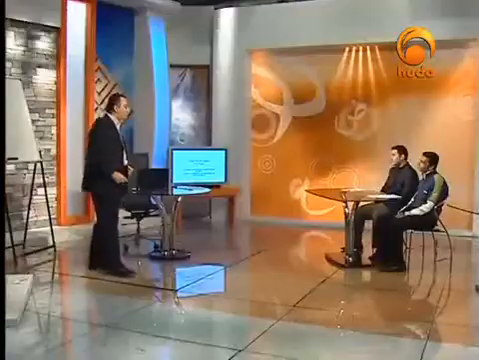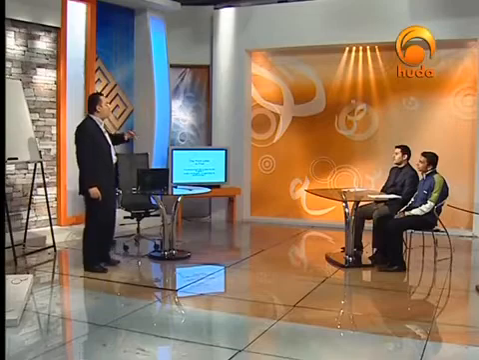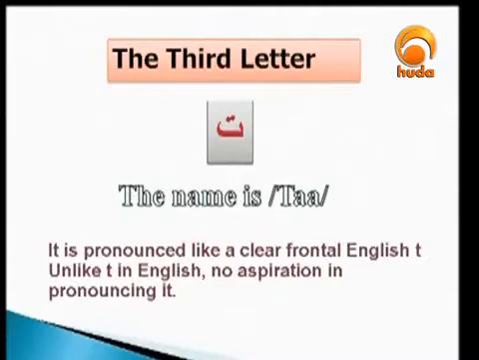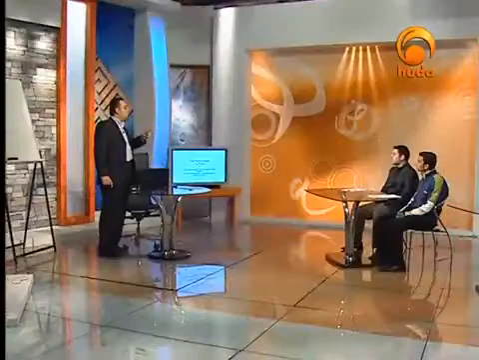Now, I would like to move on to the third alphabet in Arabic, which is Ta. As you know, in English we do have the sound Ta, right? And in Arabic we have also the alphabet Ta. But I would like to know what's the difference between Ta in English and Ta in Arabic. It's pronounced like a clear frontal English Ta, but unlike Ta in English, with no aspiration in pronouncing it.